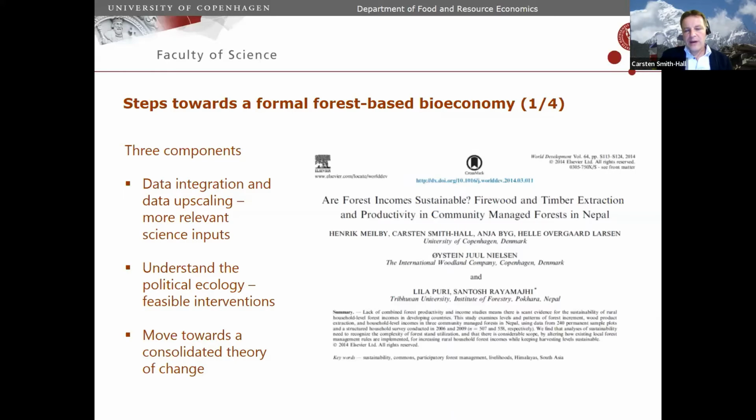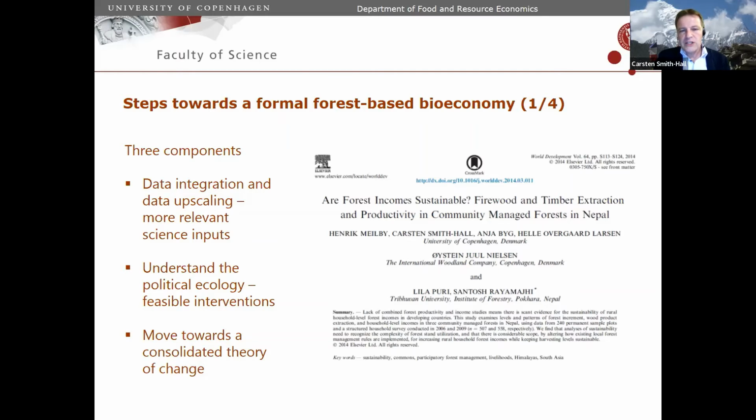Okay, so let me talk about how we move towards a forest-based bioeconomy. I think there are 3 key components that we need to pay attention to. First of all, there's what I call data integration and data upscaling. And many of us here today are researchers, and this is our job. We need to develop relevant science inputs. And there's a great scope for integrating different types of data and upscaling this to come out with something which is more policy relevant.